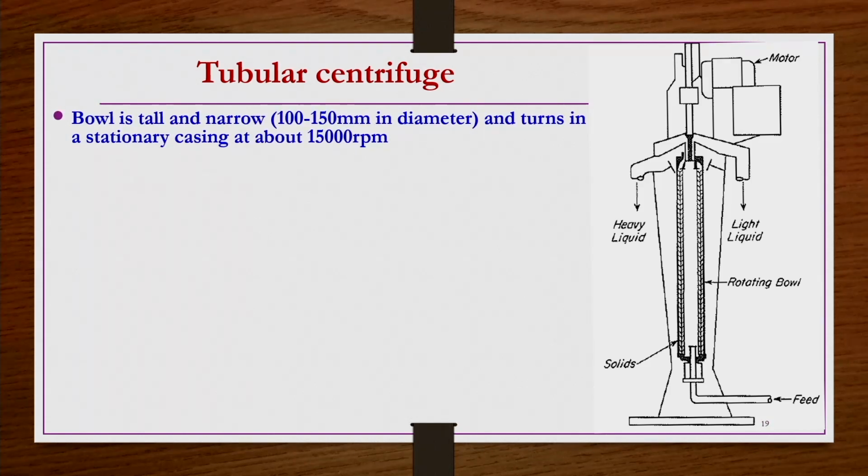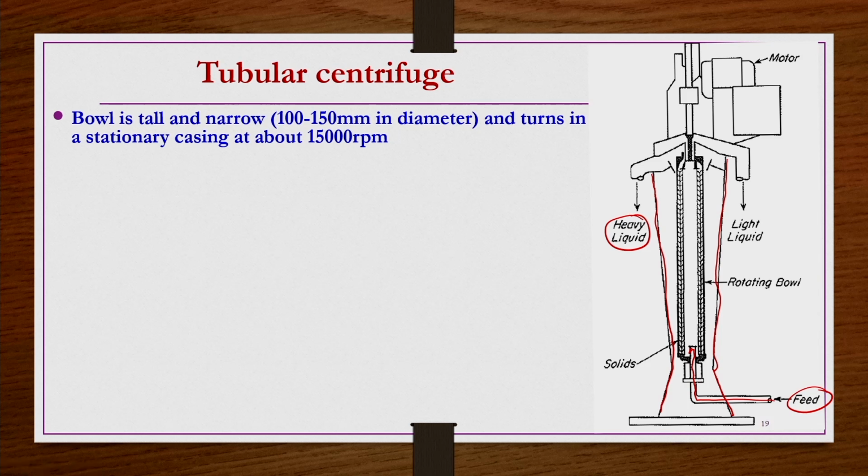The ball has a diameter of 100 to 150 mm. This ball is rotating about a vertical axis like this. The feed comes in continuously and is given in here. When this feed has immiscible liquids, whatever the heavier liquid is, that will be thrown towards the wall and then collected from this heavier liquid duct or weir.